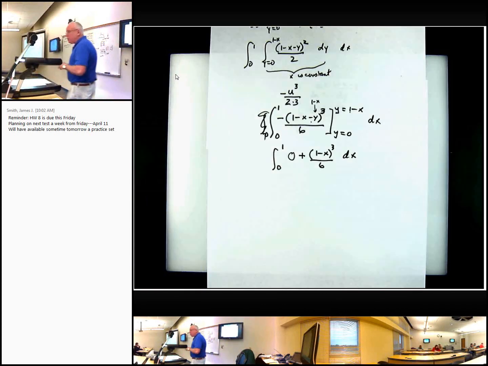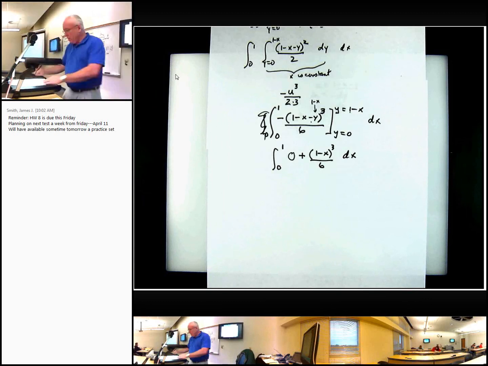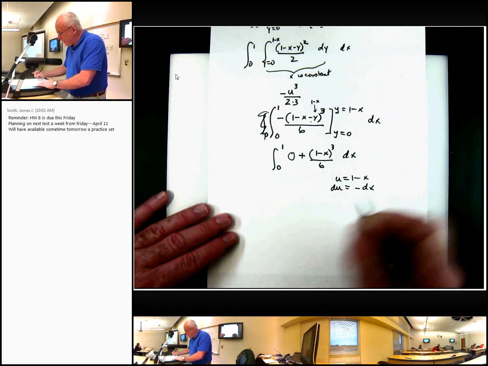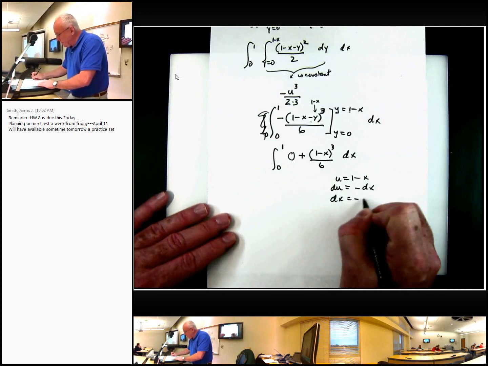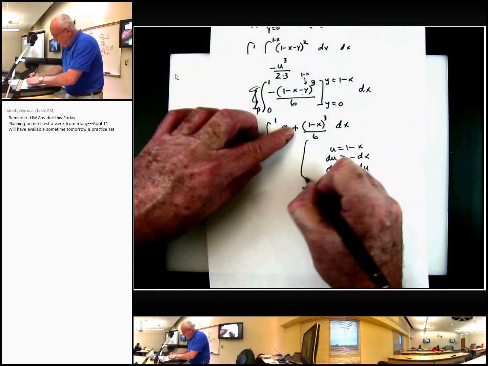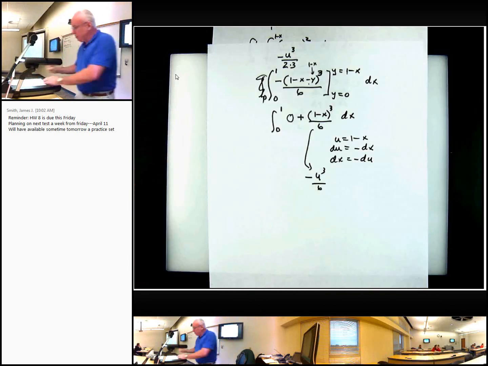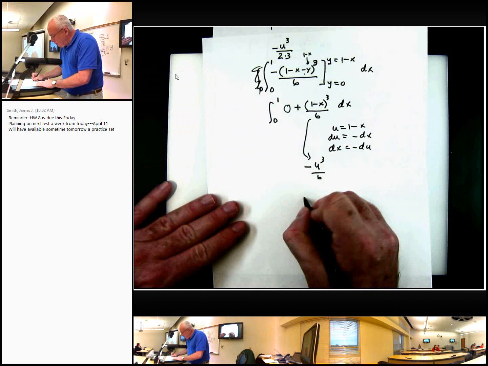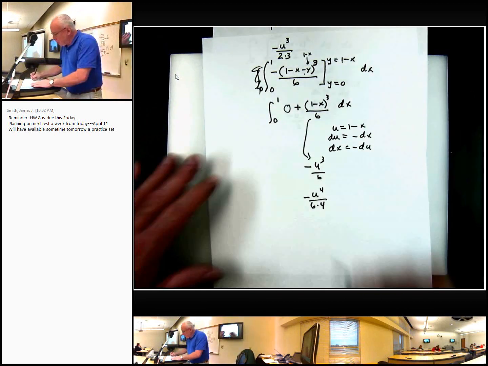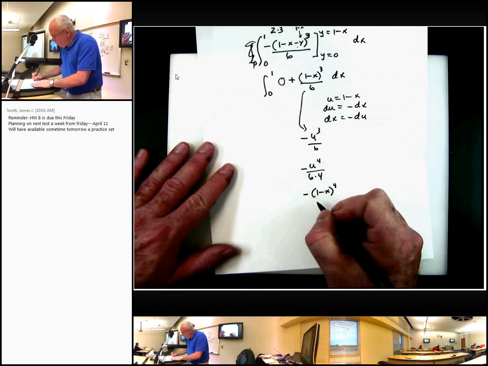And then again, we don't have to be FOILing things out. I can do another u substitution. This time let u equal 1 minus x. So du is equal to minus dx, or dx is equal to minus du. And so this becomes minus u to the third over 6. And so I get its antiderivative. That'll be minus u to the fourth over 6 times 4, or 24, which is minus 1 minus x to the fourth over 24.